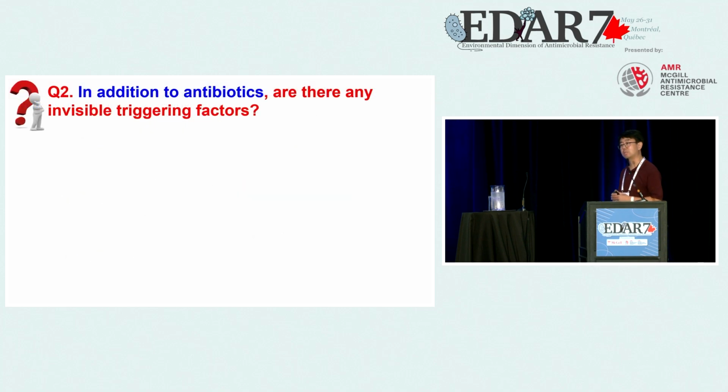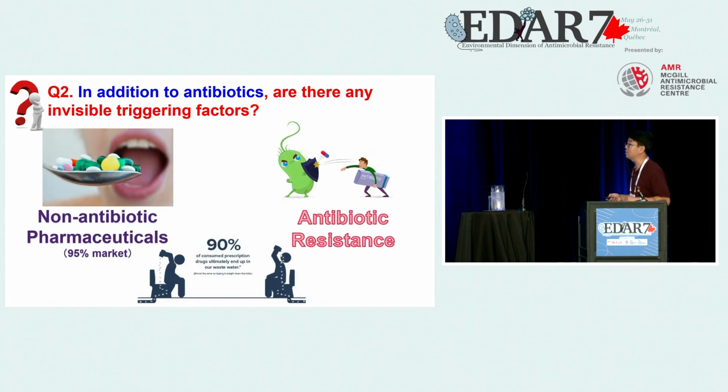The question we want to ask is, as we know, the misuse or overuse of antibiotics has sped up gene transfer or mutation and triggered AMR transmission. But are there any other invisible triggering factors? What we want to address is how about non-antibiotic pharmaceuticals? In the drug market, non-antibiotic human-targeted drugs account for 95%. Antibiotics are just 5%. Is there any relationship between non-antibiotic pharmaceuticals and antibiotic resistance? This is a question no one addressed before. That's why we did some experiments, to try to demonstrate or prove whether this is happening, and the interaction.